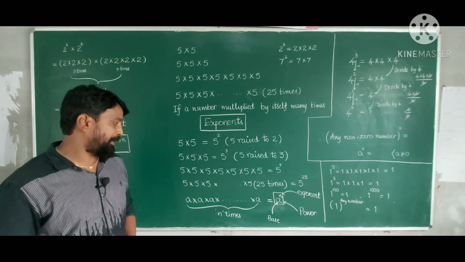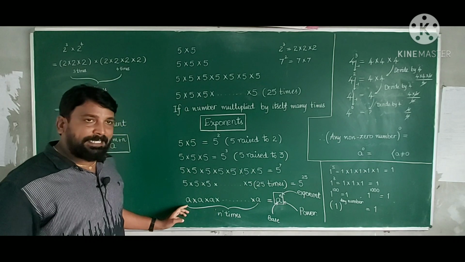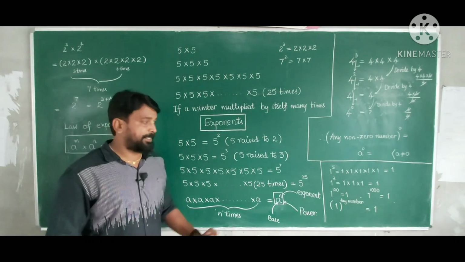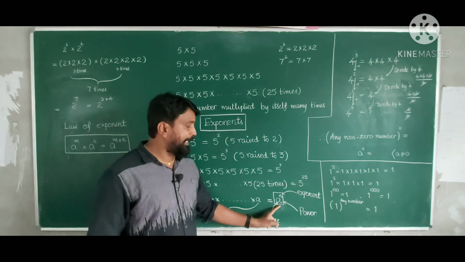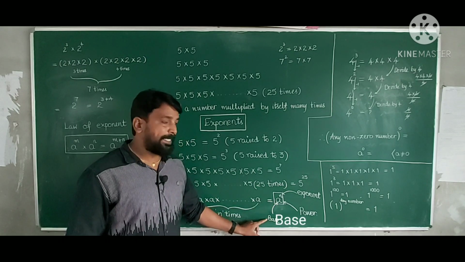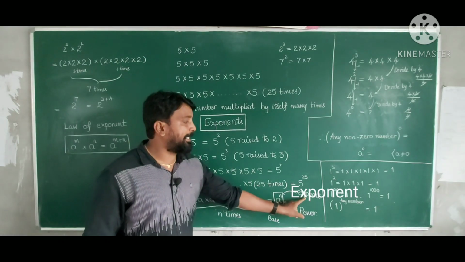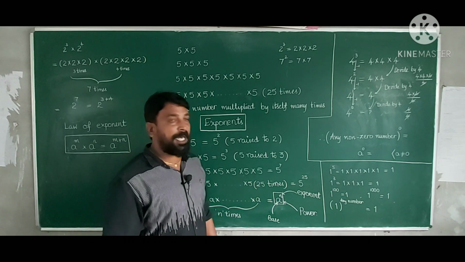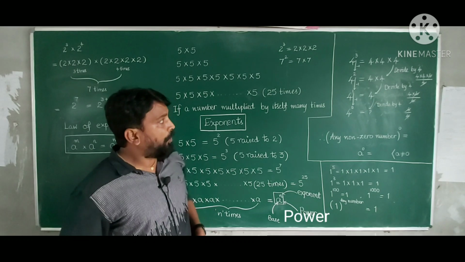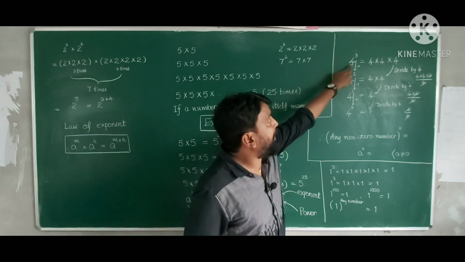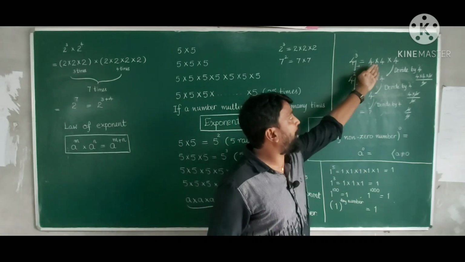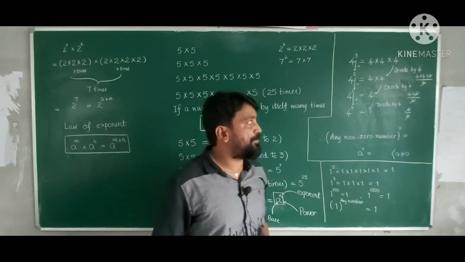Generalizing, if we take a into a into a, n times, it can be represented by a power n, right. So here a is called the base and n is called the exponent. The whole form a power n is called a power. For example, here I am taking 4 power 3. 4 power 3 is equal to how much? 4 into 4 into 4, 3 times.